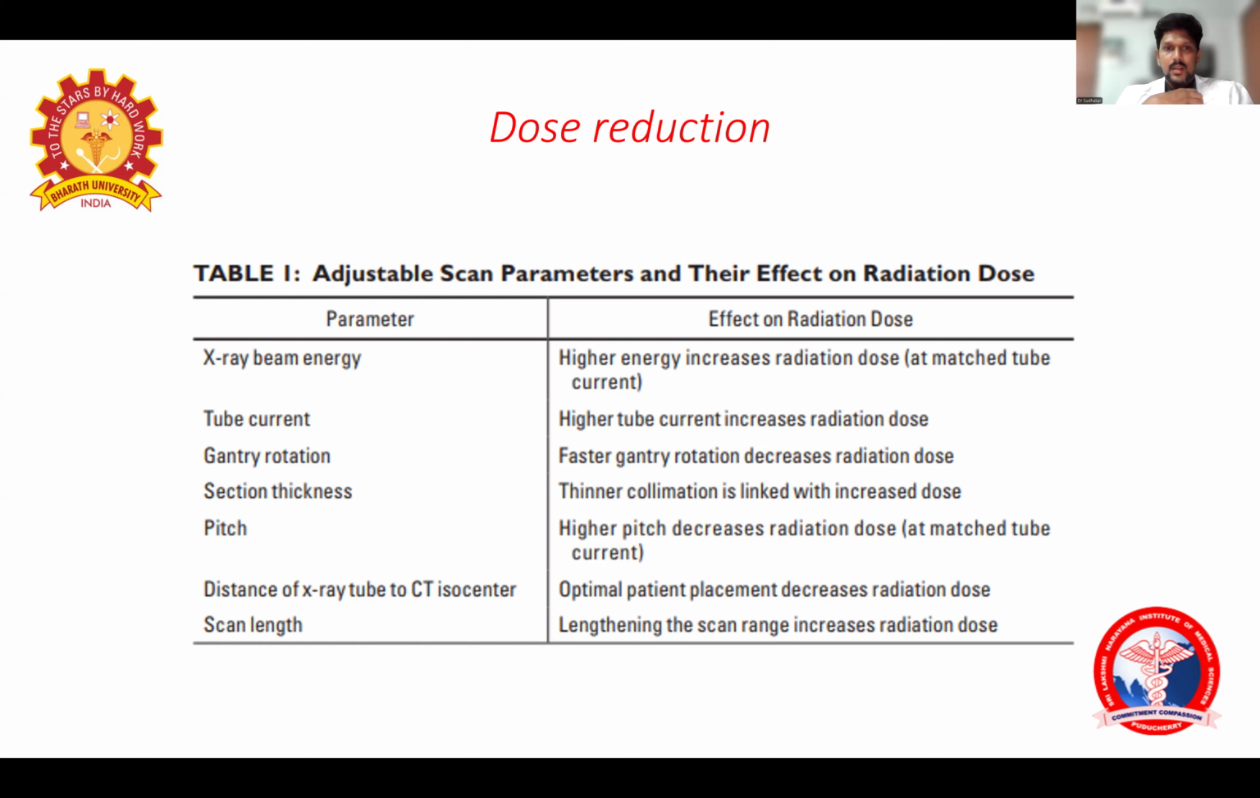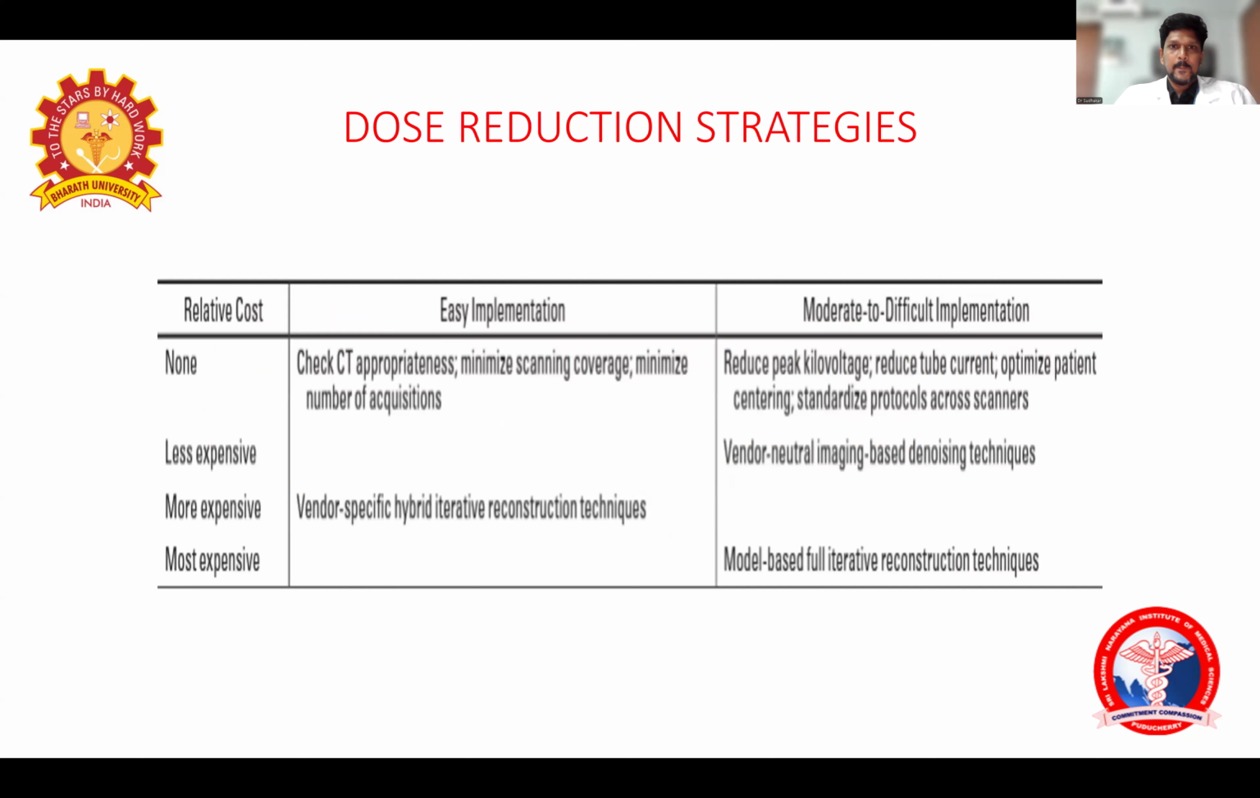The distance of the X-ray tube at the CT isocenter. So the optimal patient placement decreases radiation dose. Scan length, lengthening the scan range increases the radiation dose.